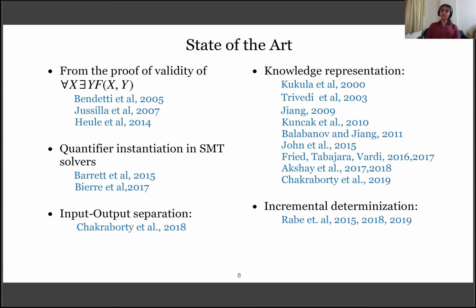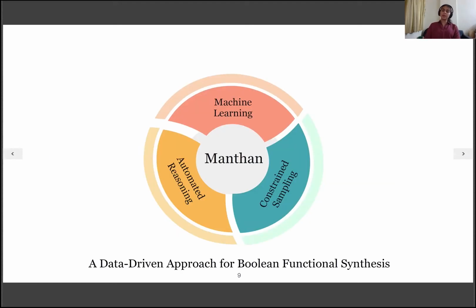So towards our goal of having a better and efficient synthesis technique, we propose Manthan. Motivated by the success of machine learning, Manthan uses machine learning to come up with approximate candidate functions. As we all know, machine learning needs data. Manthan does constraint sampling to generate the data. Later, the candidates are repaired using automated and formal reasoning. One thing I would like to emphasize here is, unlike traditional CEGAR approaches, Manthan learns approximate candidate functions, which are later repaired using automated and formal reasoning.